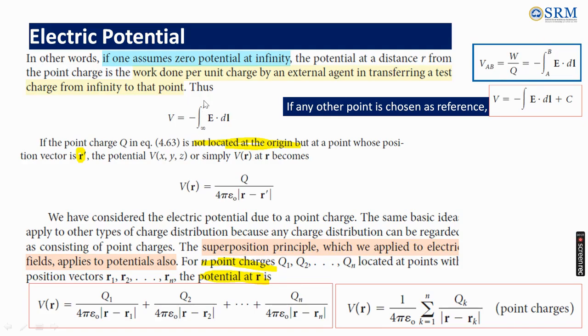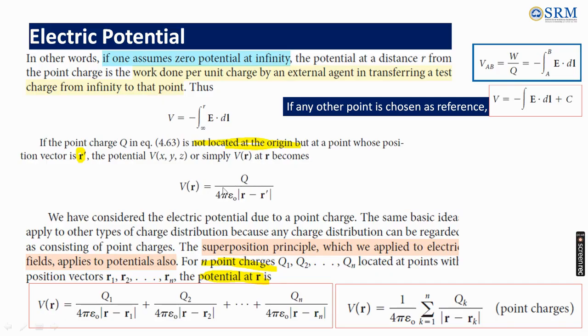So from infinity to that point, the amount of work done in moving a charge is going to be V equals minus the integral from infinity to r of E dot dl. Okay, if the point charge is not located at the origin but some other place, its position vector is r dash, but I am interested in finding the potential at r. So how will I find it?